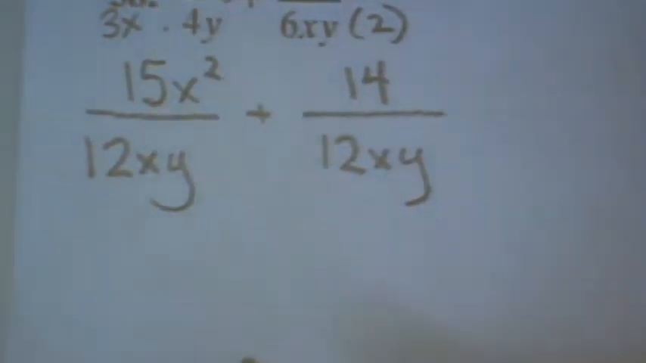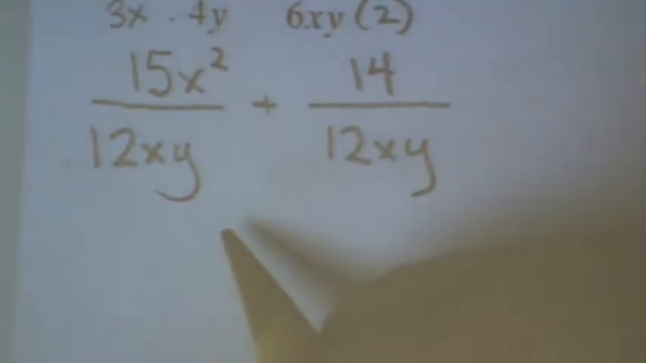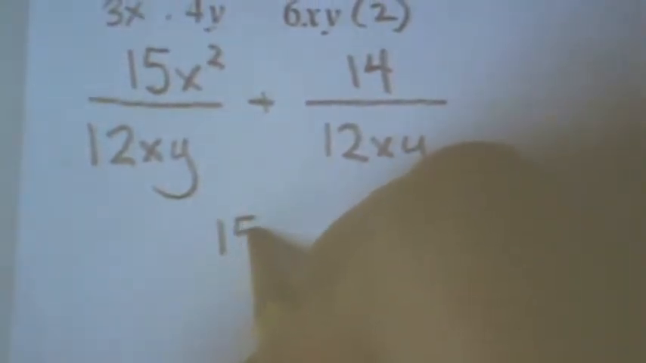So now we go back and we say, okay, to get to 12xy and I have 4y, what do I need to multiply both of these by? What's missing? 3x. So whatever you do to the bottom, you do to the top. 15x squared. How about this one right here? 6xy, I want to get to 12xy. What's 7 times 2? 14. Okay, next. Finish it. 15x squared plus 14 over 12xy.